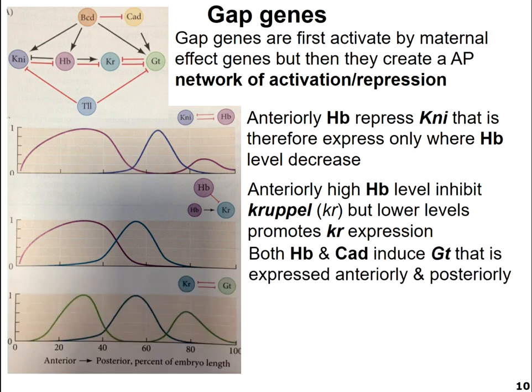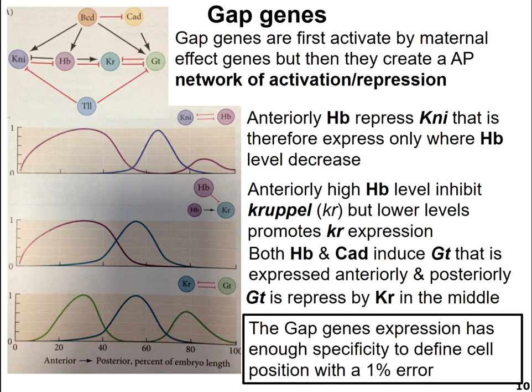Hunchback and caudal induce the expression of giant. You can see here the expression of giant in green. So you find the expression of giant in an anterior and posterior position. However, in the middle, giant is repressed. It is repressed because in a middle position we don't have much hunchback nor caudal. In fact, giant in the middle is repressed by the expression of Kruppel. So where we have high levels of Kruppel, we have repression of giant.